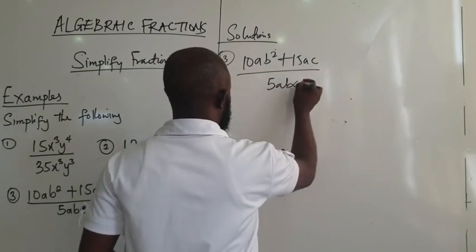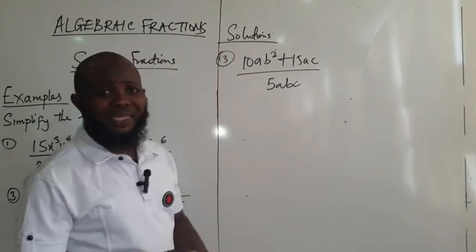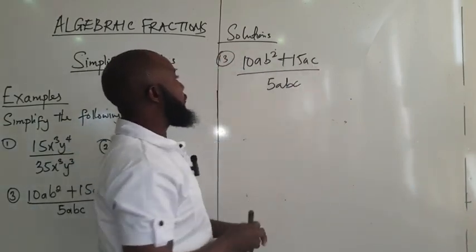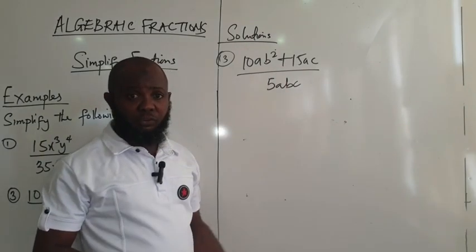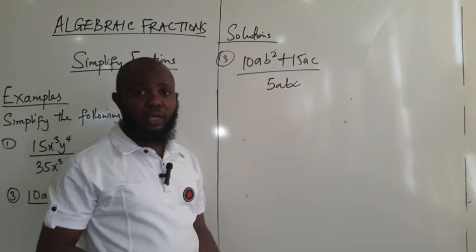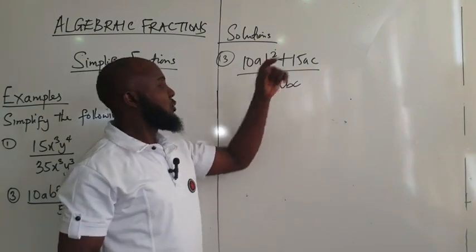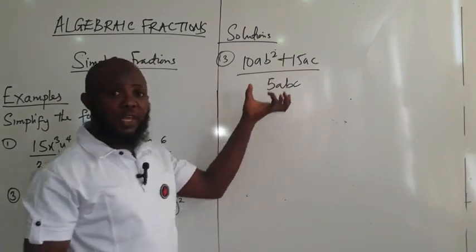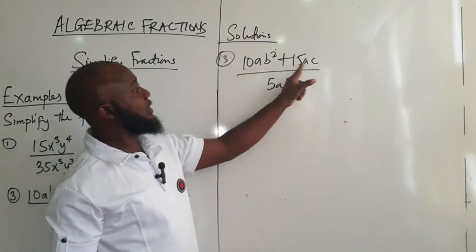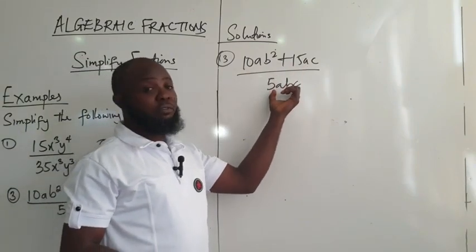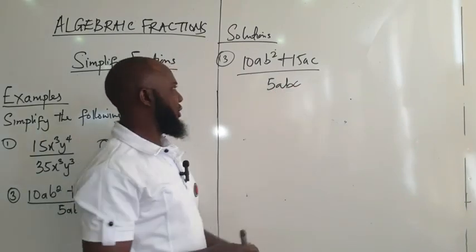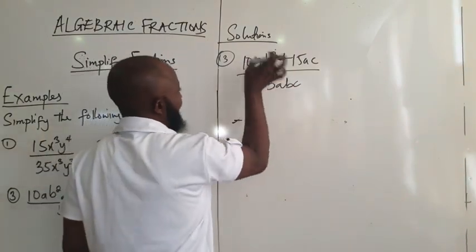5abc. So what you are expected to do here is to factorize the numerator because we have two terms there. We have done factorization, so you know what to do here. So you factorize the numerator and see if you can find the HCF, and what is common to the two terms, and look at if you can use it to divide the denominator or not. So let's see. So that means we're going to factorize this.